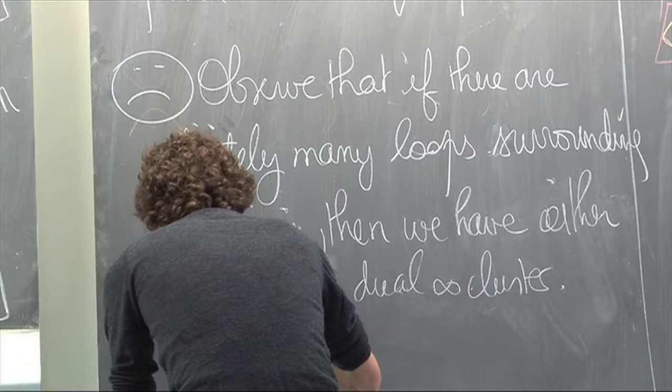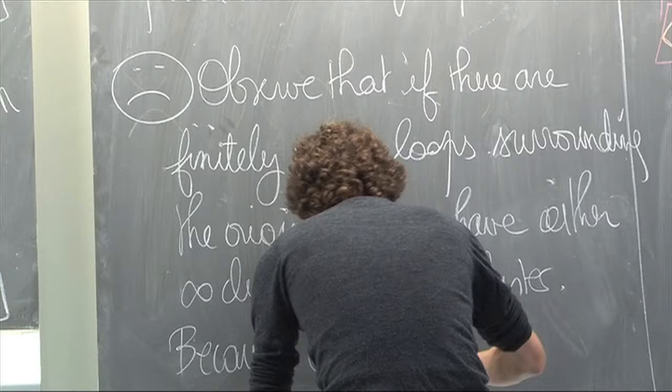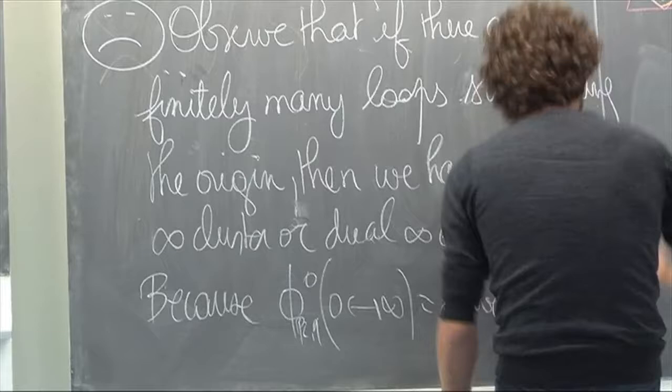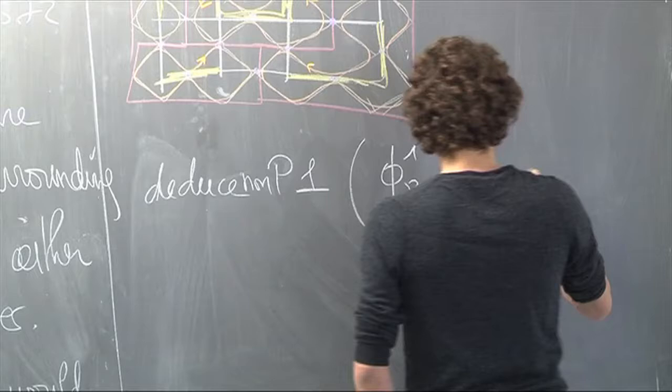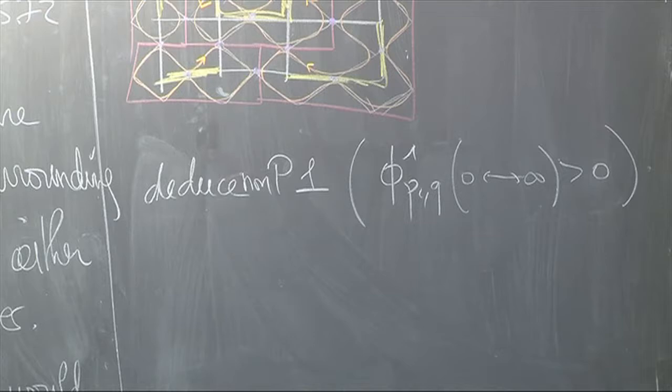Because phi zero at PC of zero connected to infinity is zero, we would deduce, well, what we call non-P1, which is phi 1 PC Q of 0 connected to infinity is positive. Or if you prefer, this was actually the definition of being a discontinuous phase transition. So what I need to prove is that if I take the graph to infinity and I get this loop measure in infinite volume, I have only finitely many loops surrounding the origin. That's what I need to prove.